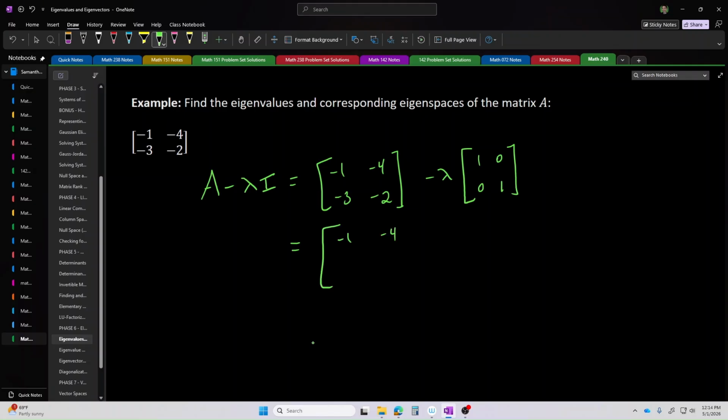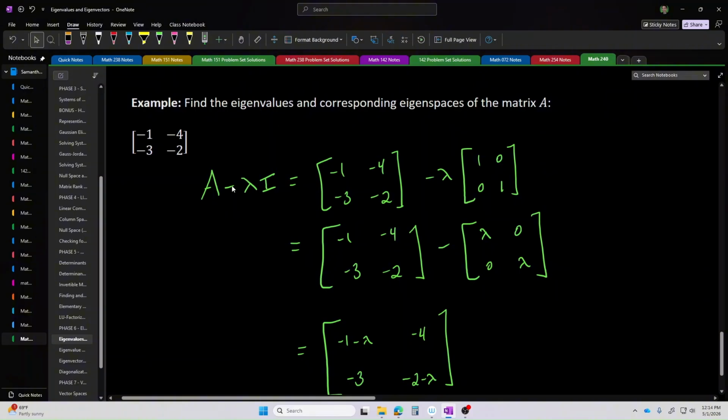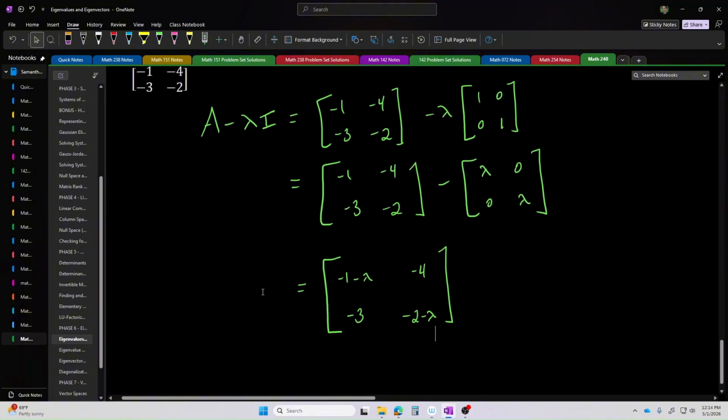Now, if we use PEMDAS to complete that calculation, starting by scaling the identity matrix by lambda, and then subtracting these two matrices from each other, I get in the top left -1 minus lambda, then -4 minus 0, then -3, and then -2 minus lambda. So here is the matrix A minus lambda times I. And notice that at the end of the day, A minus lambda times I really amounts to subtracting lambda from the diagonal entries of your matrix.